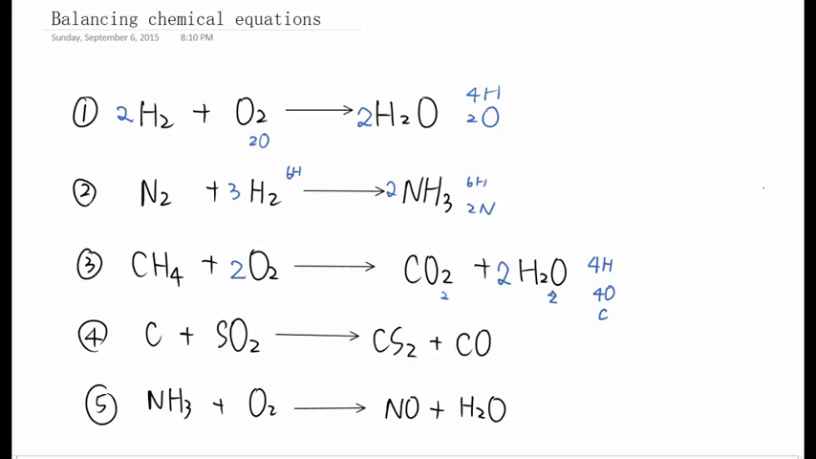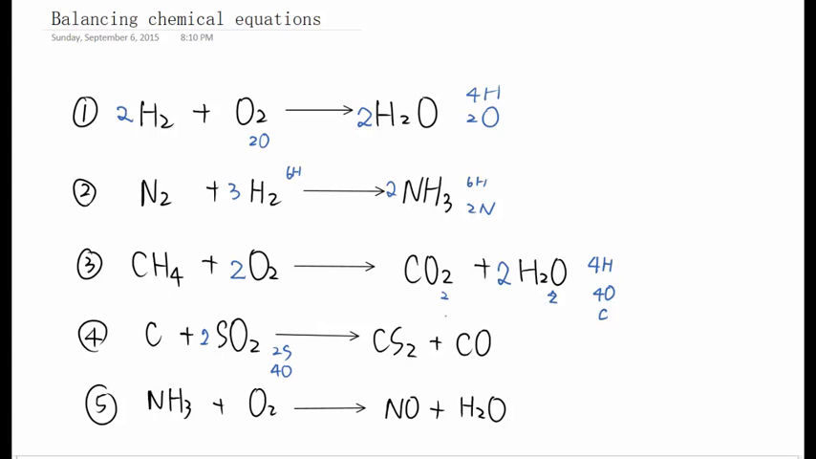And the next one, same as before, we can see that we have 2. What is that? Wait, just a second. Is that silicon? No, that's not silicon. Oh yeah, sulfur atoms. So we have 2 sulfur atoms. On the reactant side, if we want to make up 2 sulfur atoms, we need a coefficient of 2. That makes us have 2 sulfur atoms and 4 oxygen atoms.